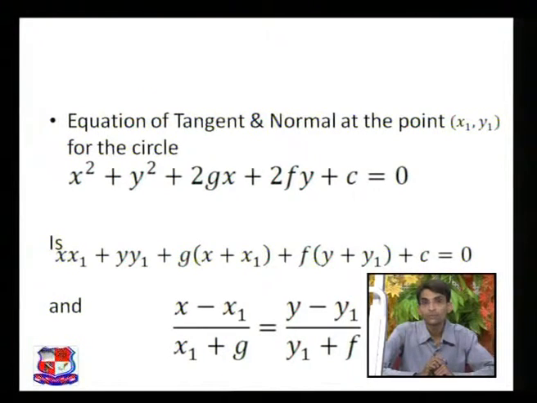After finding all these values, we need to substitute all these values of x1, y1, g, f and c in the equation of tangent, which I have mentioned in the PPT, which is x x1 plus y y1 plus g into bracket x plus x1 plus f into bracket y plus y1 plus c is equal to 0, and the equation of normal, that is (x minus x1) upon (x1 plus g) is equal to (y minus y1) upon (y1 plus f).